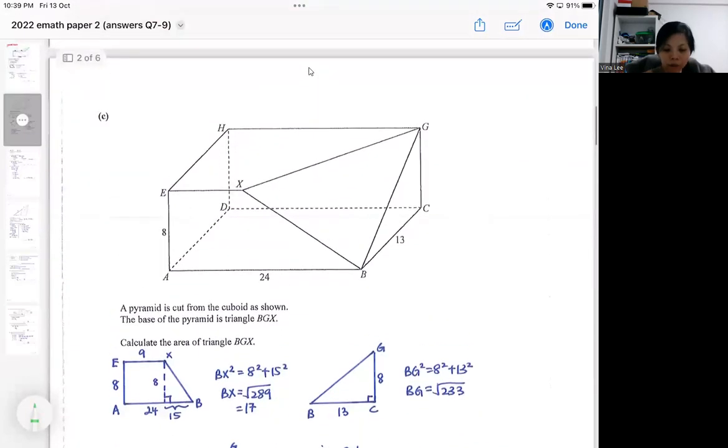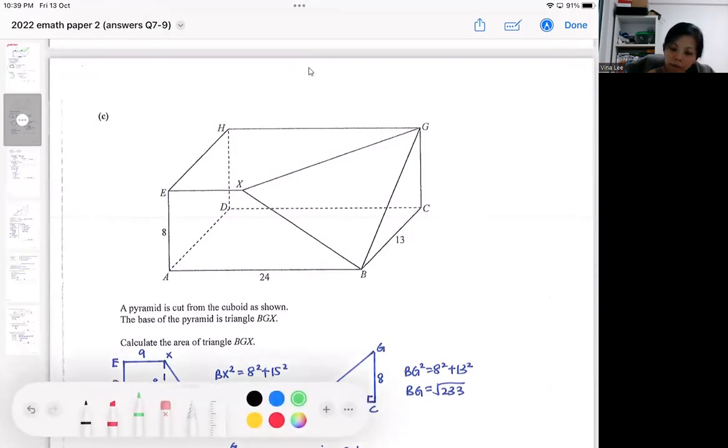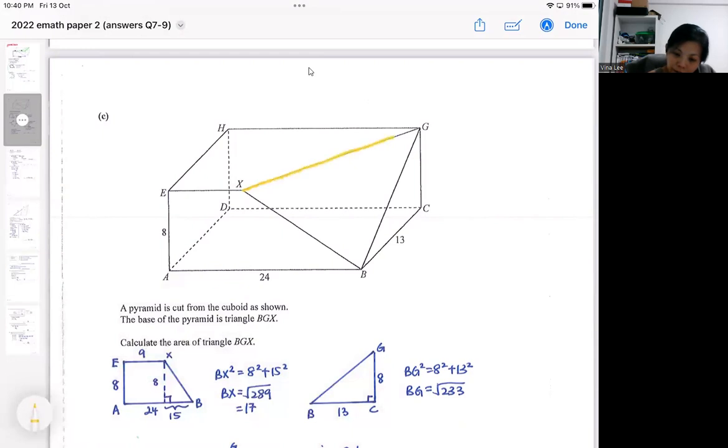This part I will also say it's not very difficult. They say they cut out the pyramids and then that is the base. So the base is a triangle base. So to me, I'm going to just see this as a triangle. And each length of the triangle can be calculated.